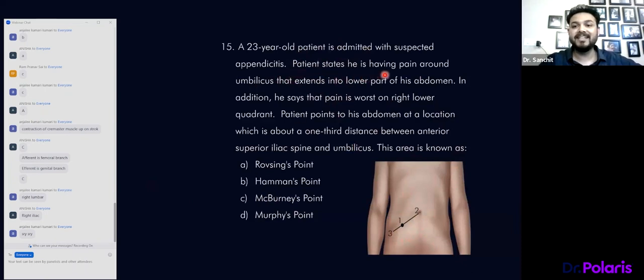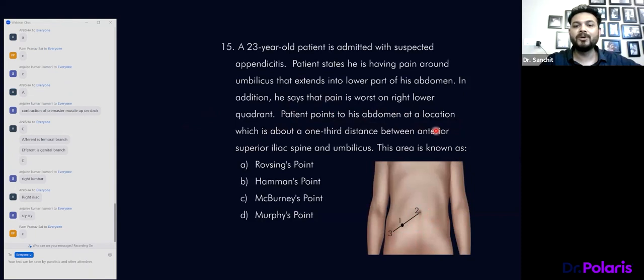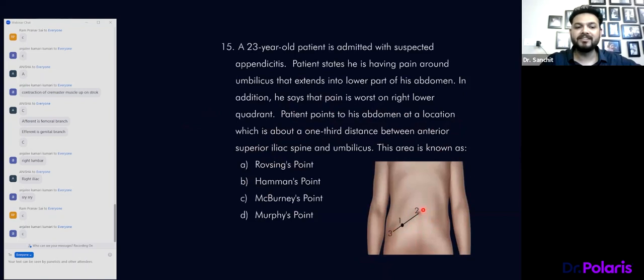Now, this appendix has enlarged, so that is called appendicitis. The patient states he's having pain around the umbilicus. When our appendix is enlarged, it causes pain in the periumbilical area too, even in the lower part of the abdomen. So this patient has appendicitis. In addition, he says the pain is worst in the lower quadrant, and the patient points to a location about 1/3 of the distance between the anterior superior iliac spine and the umbilicus. If we draw a line here, this particular point is the area where he points.